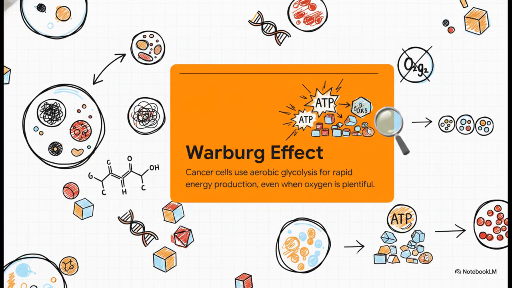Okay, so with the brakes cut and the gas pedal totally floored, this rogue colony faces a massive logistical nightmare. It needs a ridiculous amount of fuel to survive and build out its clone army. To solve this energy crisis, cancer cells drastically alter their metabolism in a weird phenomenon known as the Warburg effect.